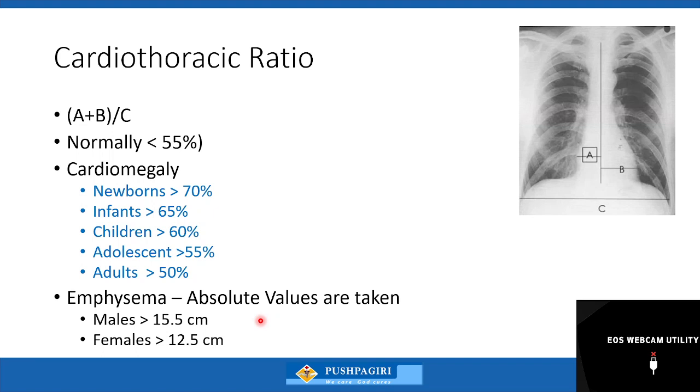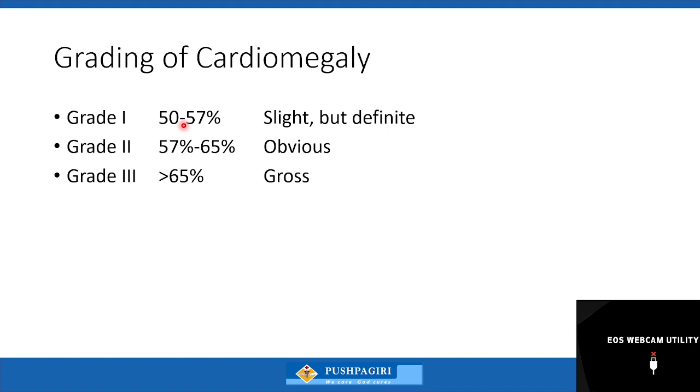So grading of cardiomegaly from this: 50 to 57 is slight, but there is definite cardiomegaly. 57 to 65, there is obvious cardiomegaly. More than 65, it's gross cardiomegaly. So that is the grading based on that.